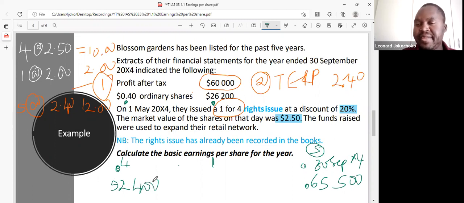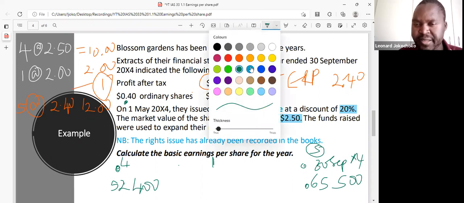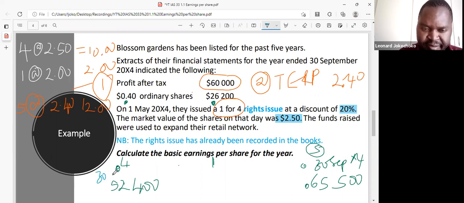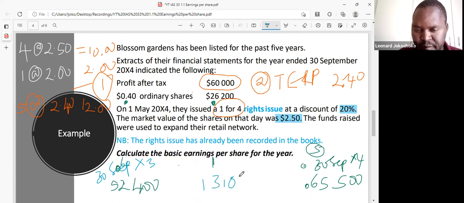Now, when I'm saying the beginning here, what date am I referring to? Remember that the year ended on 3rd September 2024. It means that the previous year ended on 3rd September 2023, which is the same as saying 1 October X3. So when the year started, the company had 52,400 shares, and they did a 1 for 4. That is, they issued one quarter of the new shares: 1 divided by 4 times 52,400. The company issued 13,100 shares, and these shares were issued on 1 May 2024.